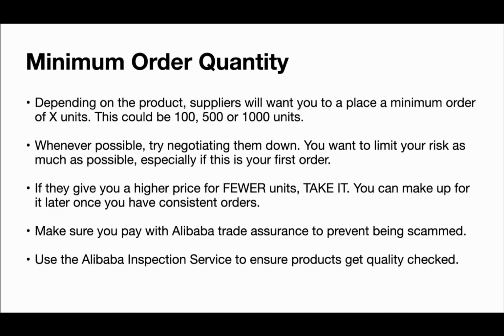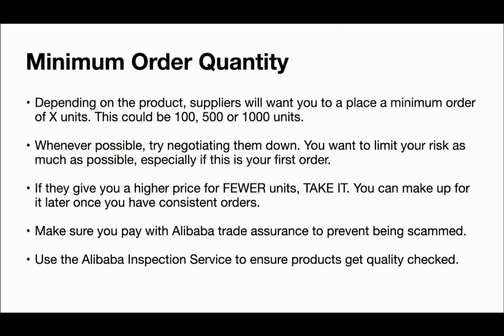Now, for this to happen, they may usually give you a higher price for fewer units. And depending on the price, I recommend taking it, right? You can make up for it later once you have consistent orders. For example, they might charge you $10 per unit if you order 100. But if you order 1,000, they might charge you $5. Now do the math. Yes, you're paying double the price. If you can order fewer units, it's worth it.